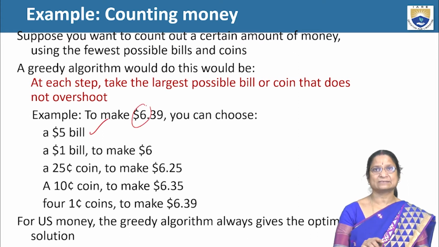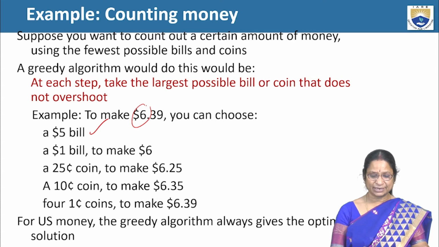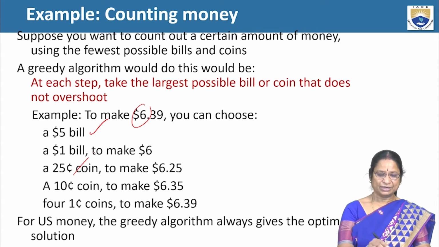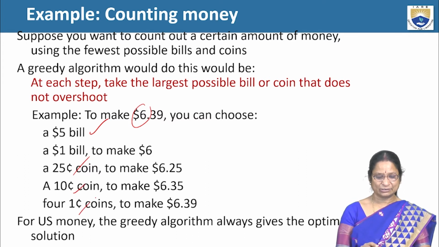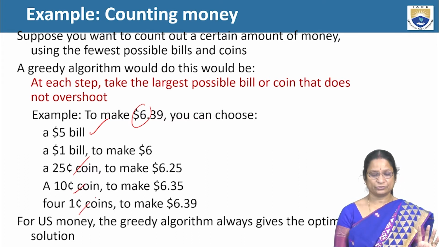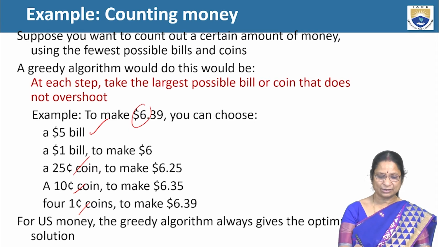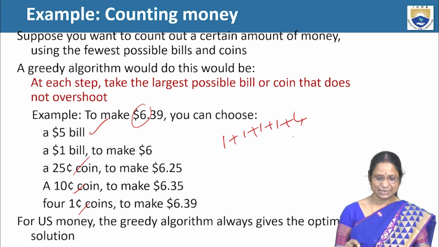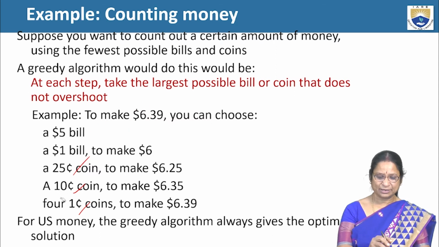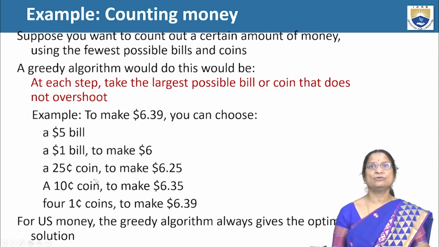So this becomes 6. For 0.39, 25 cents will be considered, then 10 cents will be considered, then 1 cent coins are going to be 4. So how many coins totally? 1 plus 1 plus 1 plus 1 plus 4. Totally 8 coins. So we need 8 coins to pay this amount of money.